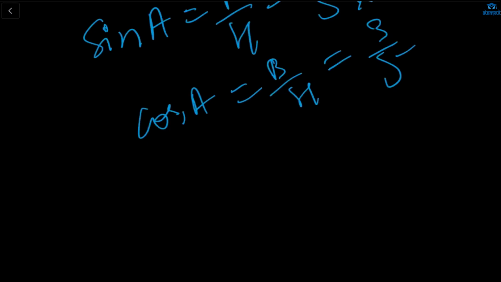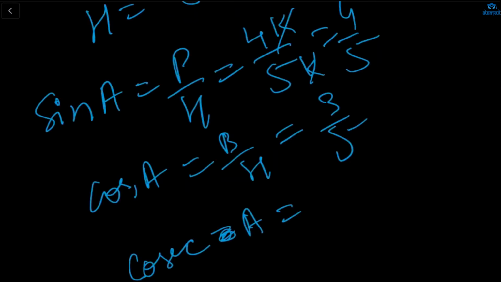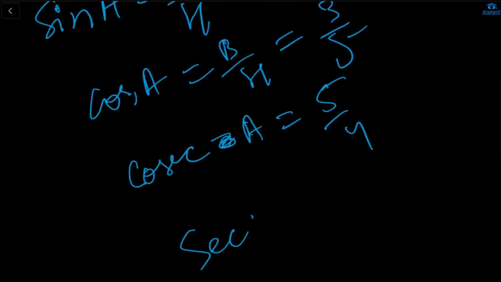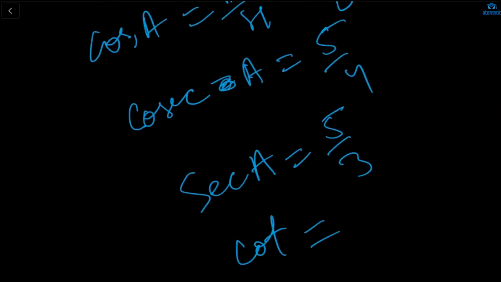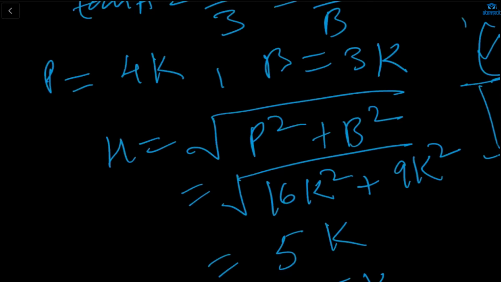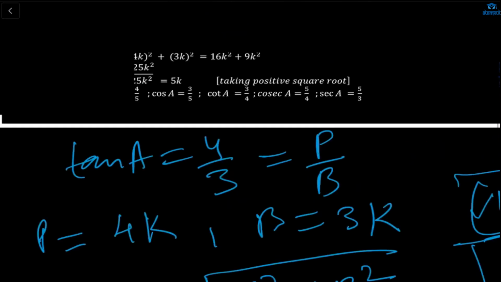After tan it is cosec. Cosec A is equal to 5 by 4. Sec A is equal to 5 by 3. And cot A. Cot will be the inverse of tan. So what was the value of tan given? 4 by 3. So it will be 3 by 4.